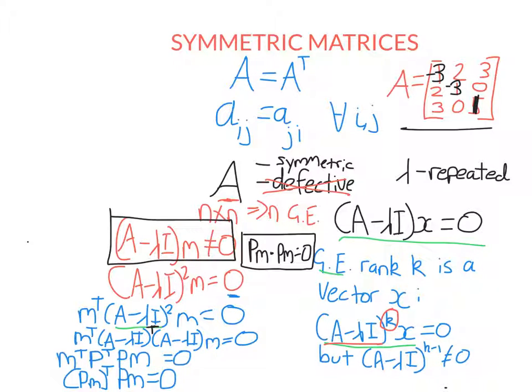So what does this prove? It proves that any symmetric matrix is non-defective and therefore diagonalizable. So now we're going to look at why it is diagonalizable by a unitary matrix. So please pause and copy this down if you need.